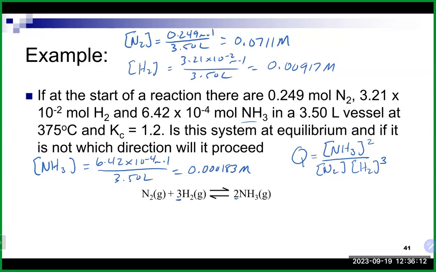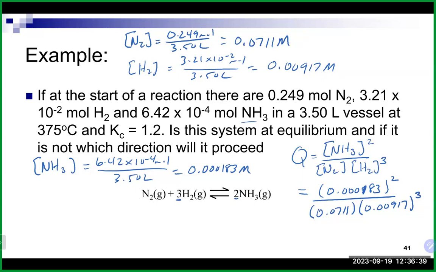So we're going to put it in there. So our NH3 is 0.000183 squared divided by our N2, which is 0.0711, and our H2, 0.00917. And once again, here we do need to cube that guy. Any questions on that so far?